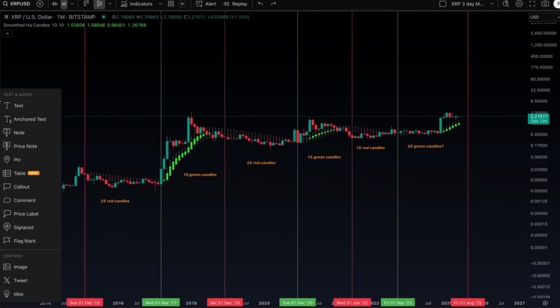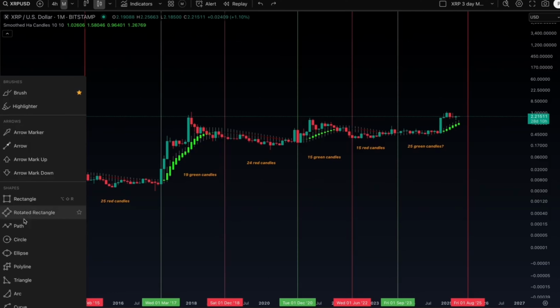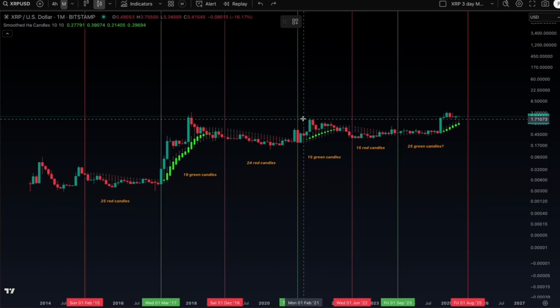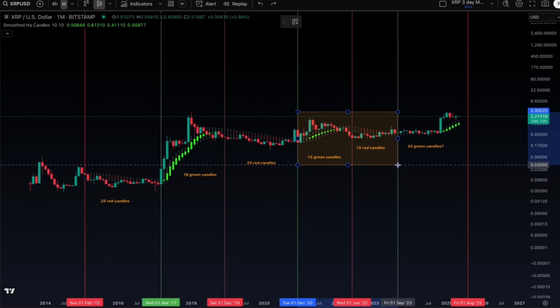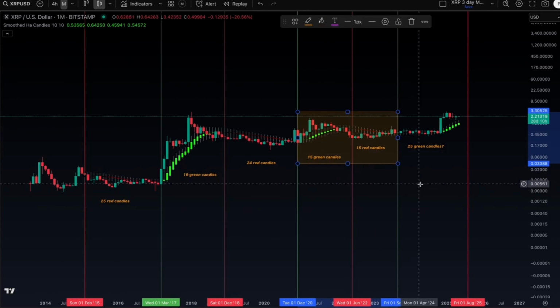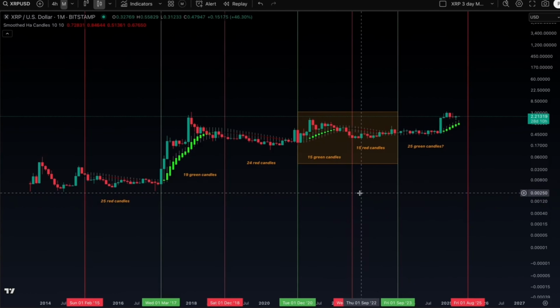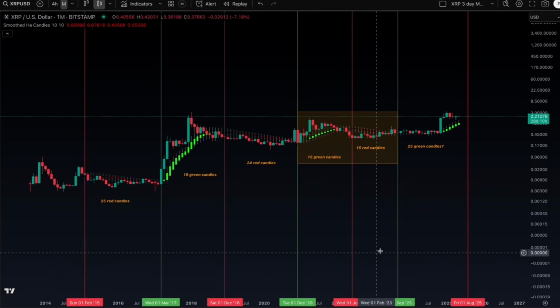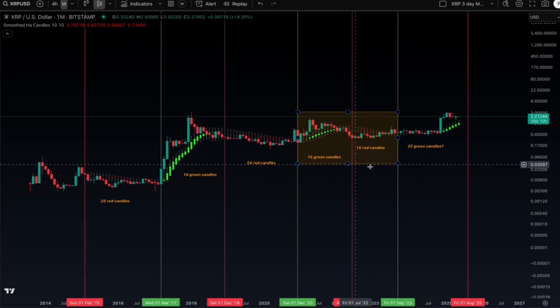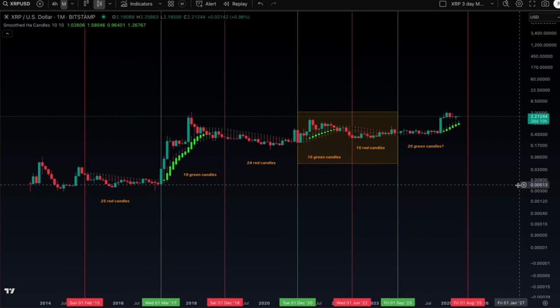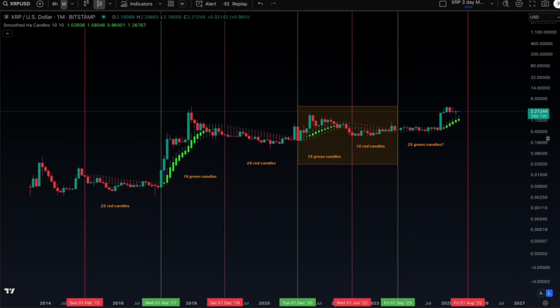Why am I interested in that period? Well, the reason is, let me just get a rectangle so we can isolate that. This period is interesting because we didn't really see any color dominate. We didn't see the bears dominate. We didn't see the bulls dominate according to these Heikin Ashi candles. If anything, it's a 50-50 split. And what that's telling me is that this is a very consolidatory period.